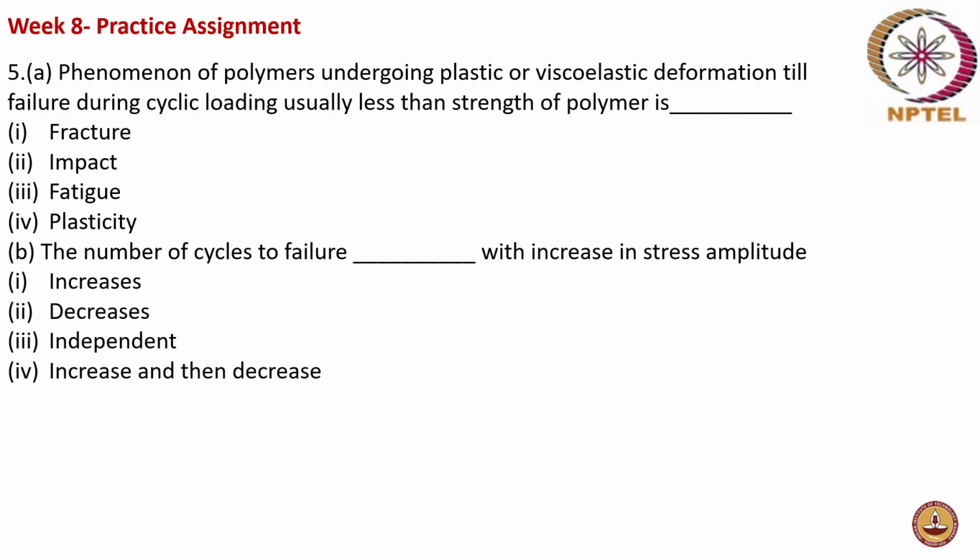Okay. Next, the number of cycles to failure dash with increase in stress amplitude. Does it increase, or does it decrease, or is it independent of stress amplitude, or does it increase initially and then decrease? Which of these is the right relationship? So it's actually the number of cycles to failure in case of fatigue. It decreases with increase in stress amplitude.